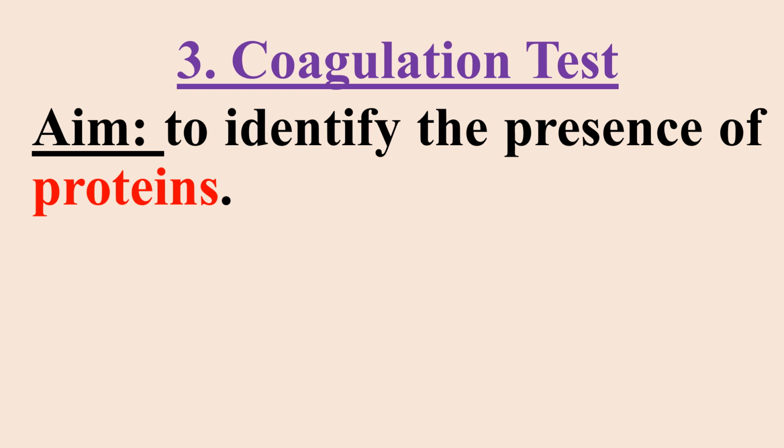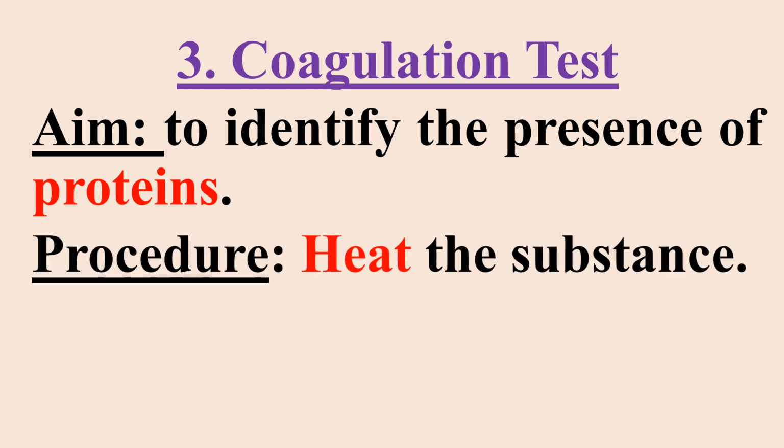In this test I can also perform it at home. Iodine can be performed at home. Coagulation test can be performed at home. In the coagulation test I use liquid proteins, which is egg white. We also call it egg albumin or ovalbumin. It has several names. So egg white, I bring the egg white and I just heat it, teacher. Just heat the substance.